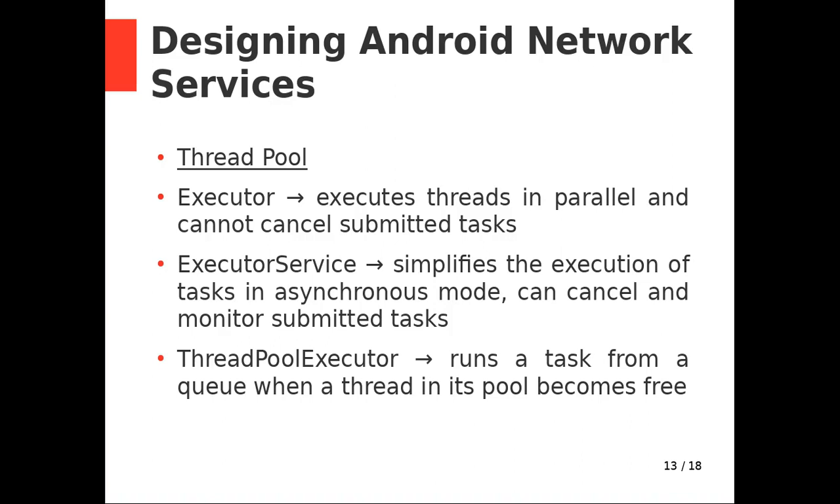Let's see how to implement a thread pool. So you can use the executor, which executes threads in parallel and cannot cancel submitted tasks. Or you can use the executor service, which simplifies the execution of tasks in asynchronous mode, can cancel and monitor submitted tasks. Or you can use the thread pool executor, which runs a task from a queue when a thread in its pool becomes free.